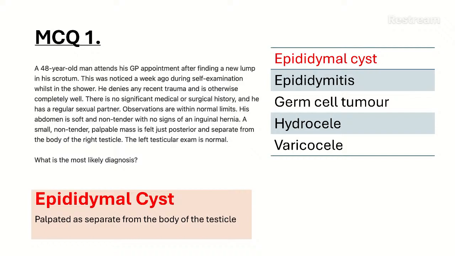So this question is an epididymal cyst. The main reason we're thinking epididymal cyst is that it's palpated separate to the body of the testes. Just going through the others: varicocele, we say classically bag of worms. Hydrocele is not separate to the body of the testes. It's not a hard lump like a tumour. So we're thinking epididymal cyst.